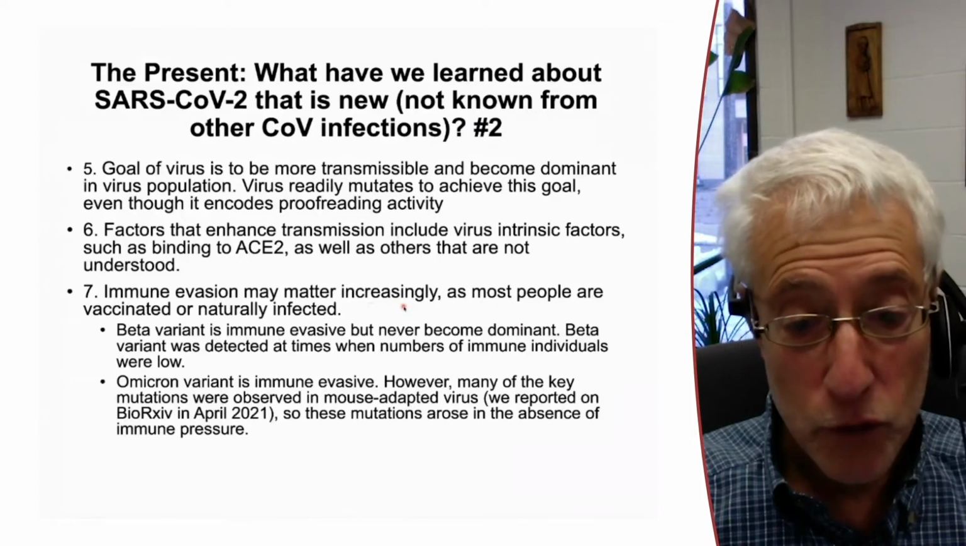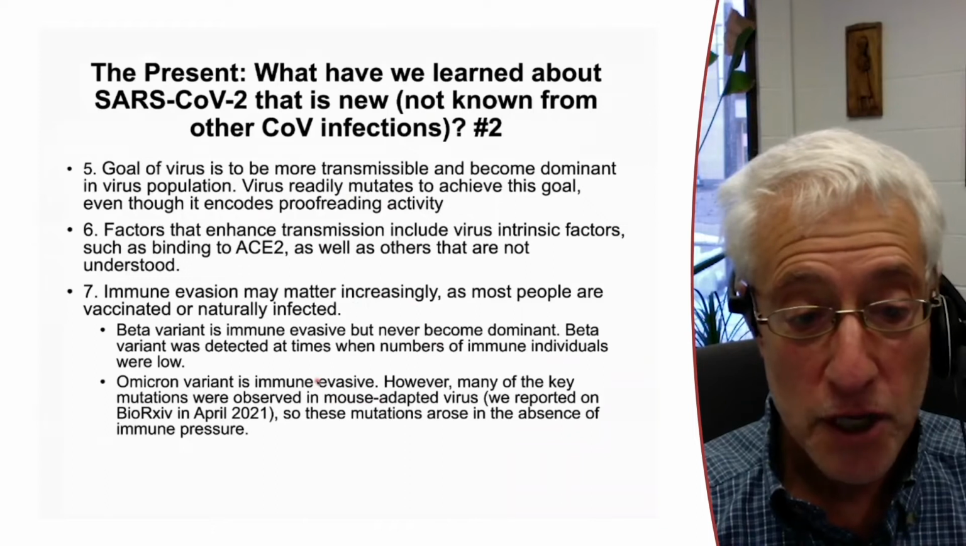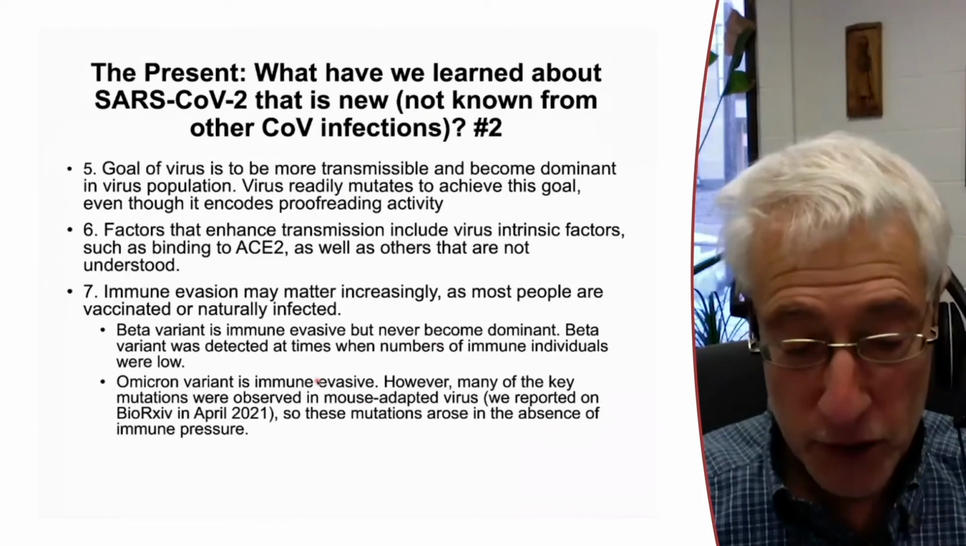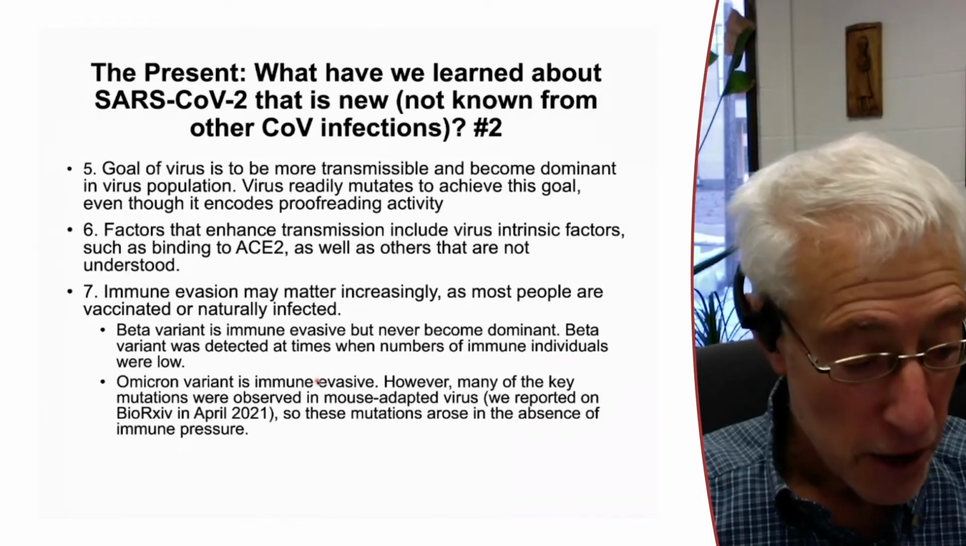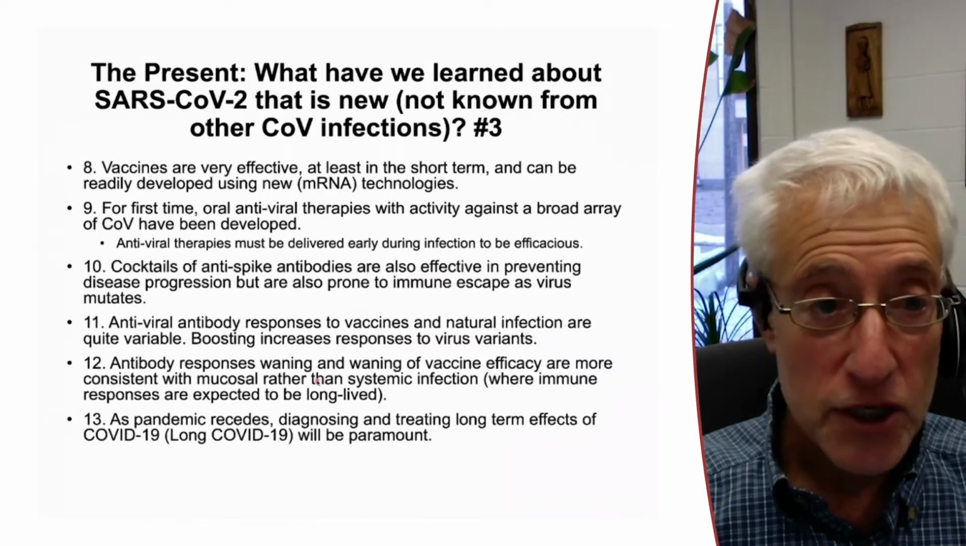And Omicron, of course, is immune evasive. But we found that many of the mutations in Omicron were also found in mouse-adapted virus in the absence of immune function or immune selection. So we know that vaccines are protective.